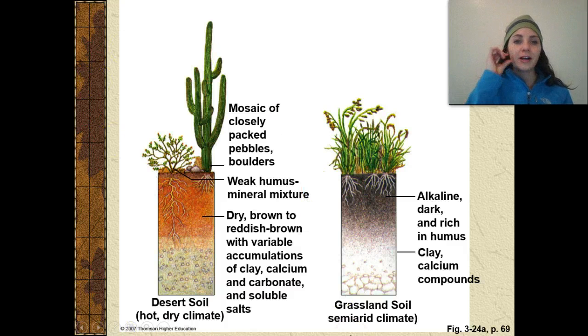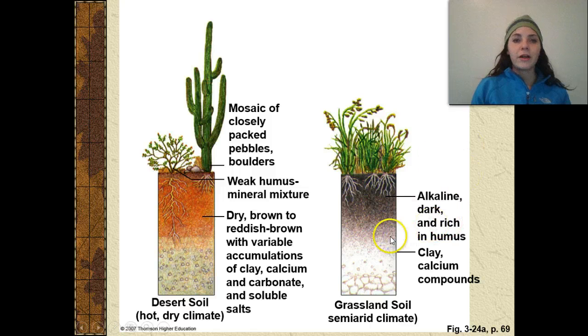So some of the different environments we have where you see different amounts of leaching as well as different layers are going to be our biomes. So we have our desert soil. Obviously the desert is characterized by a very hot, dry climate. So we have a mosaic of very closely packed pebbles and boulders. And remember, we don't really have much of an O layer if we have one at all. We have a very weak humus mineral mixture. And then we have our dark, dry brown to reddish brown with variable accumulations of clay, calcium carbonate, as well as soluble salts. We have our grassland soil, which is a semi-arid climate.